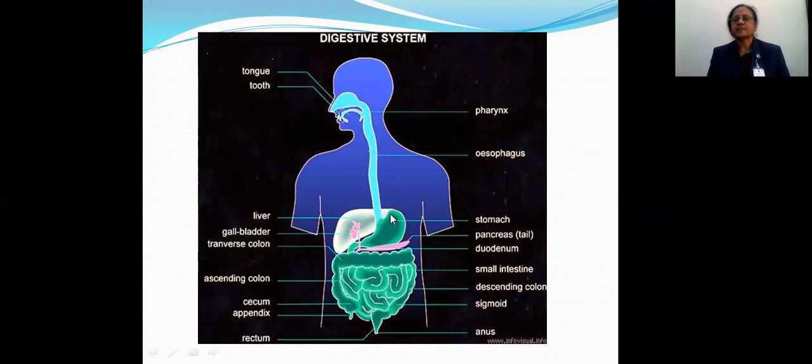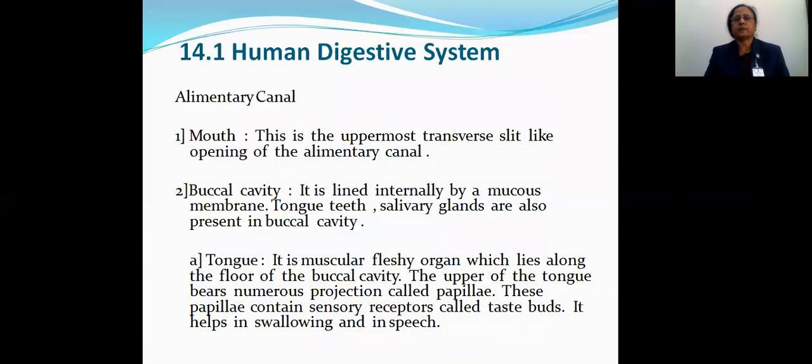The esophagus continues as the stomach. The stomach is a J-shaped organ. It is a sac-like structure. It further continues as the intestine. The intestine is a highly coiled structure. It is divided into two main parts. The first part is known as the small intestine and the other part is known as the large intestine. And the last part is the rectum and the very last part is known as the anus. So we study here one by one.